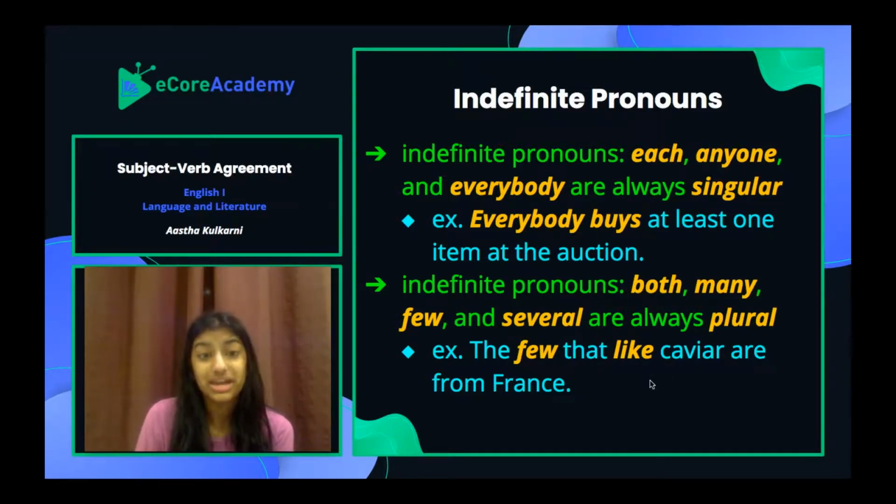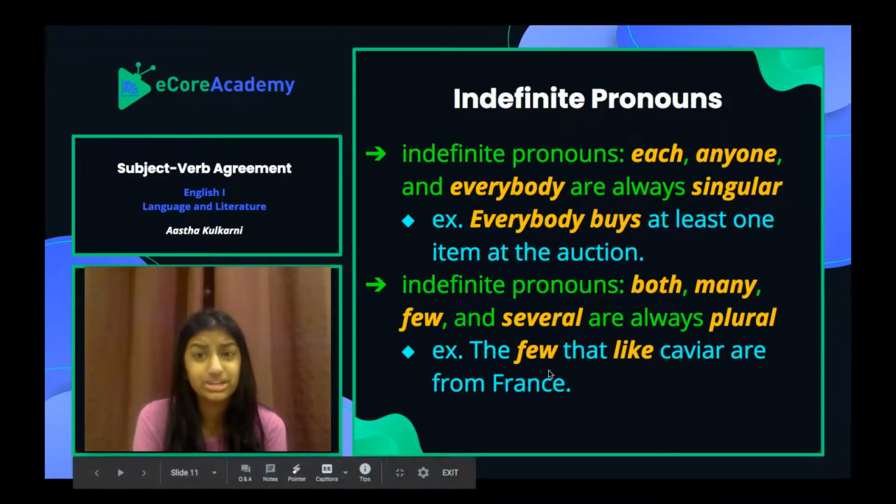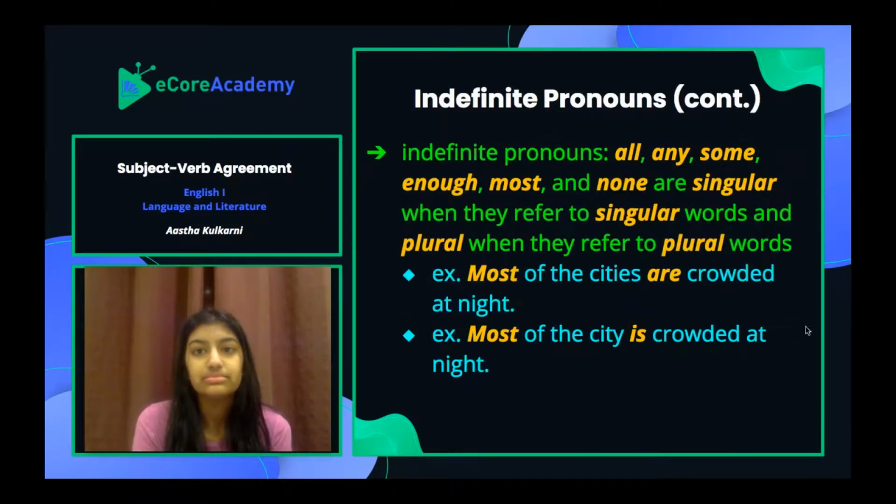And this connects back to our second scenario, which was confusing subjects. Remember that even though there's a word in between them, we're still going to agree that subject and verb. And then this is another list. All, any, some, enough, most, and none are singular when they refer to singular words and plural when they refer to plural words. You're probably like, what does that even mean?